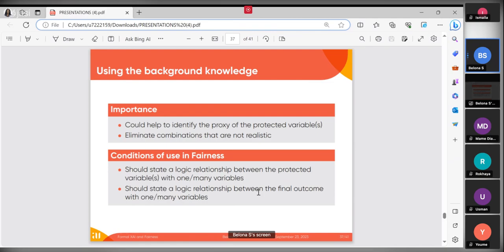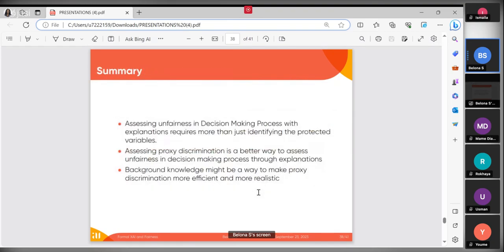But as soon as you have this, it is helpful to incorporate it in your computation of your explanation, but also to assess unfairness. So finally, what we can keep in mind here is that assessing unfairness in the decision making process requires more than just identifying the protected variable. Secondly, assessing process discrimination is a better way to assess unfairness in the decision-making process through explanation. And the last point is that background knowledge is a good way to make the identification or the use of proxy discrimination more efficient and more realistic.